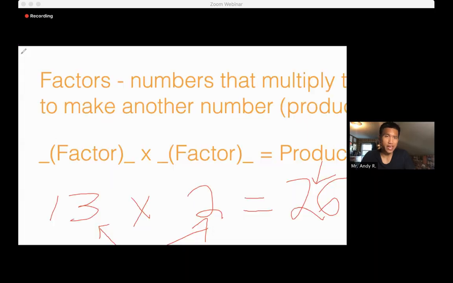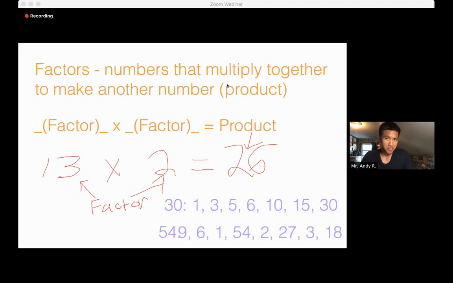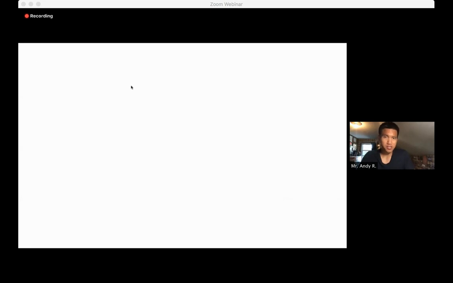Okay, so we learned about factoring numbers, breaking them down into smaller factors, the numbers that multiply together to get that number. So the next thing we're going to learn is greatest common factor. These are the type of numbers that show a relationship with other numbers. Okay, so I'm gonna show you right here. Greatest common factor.